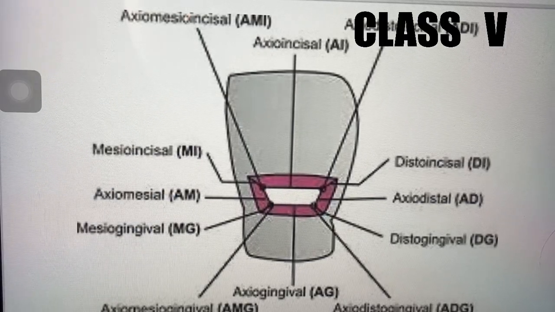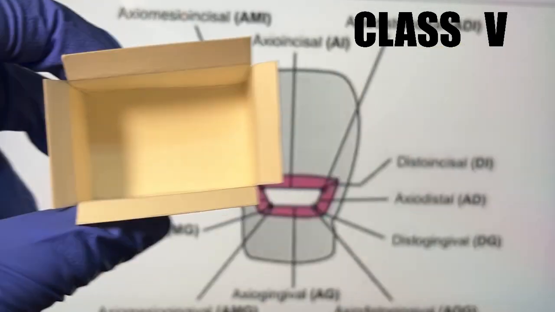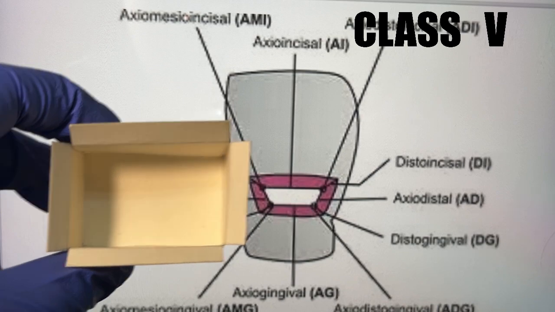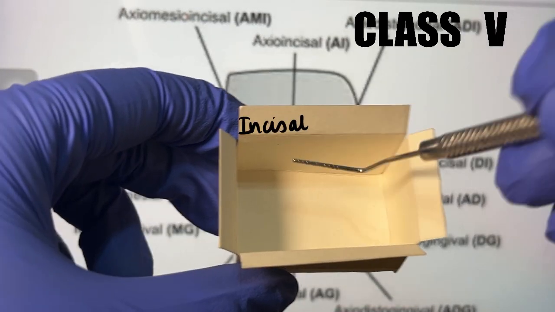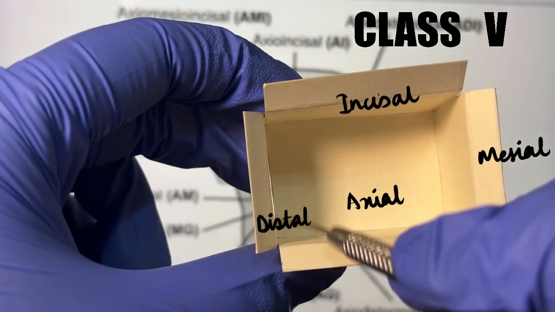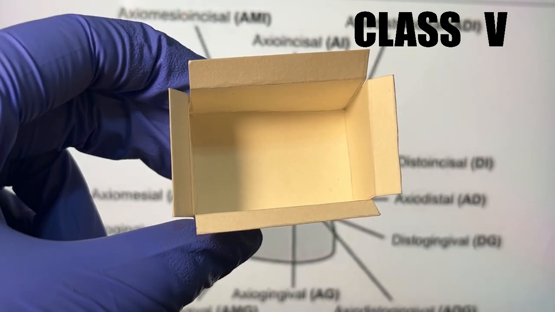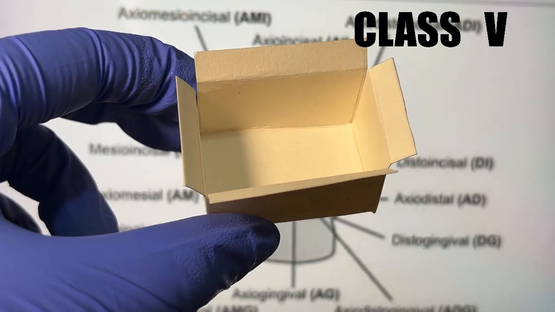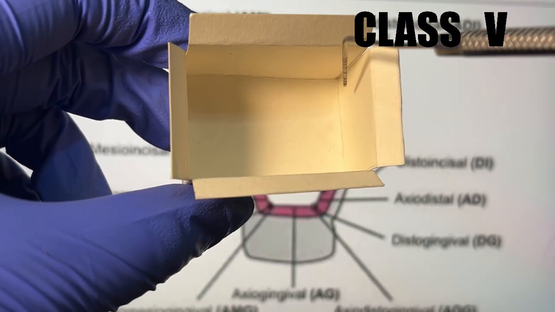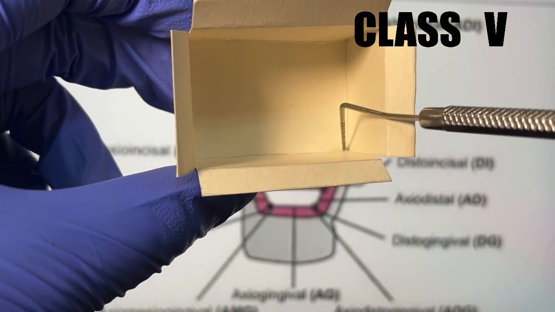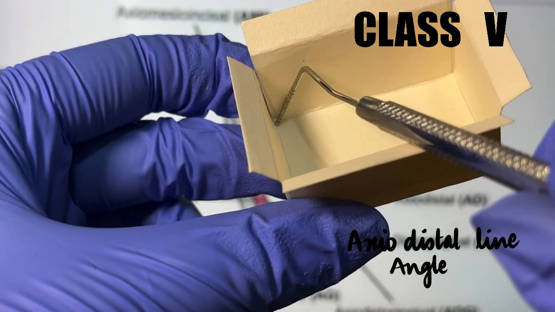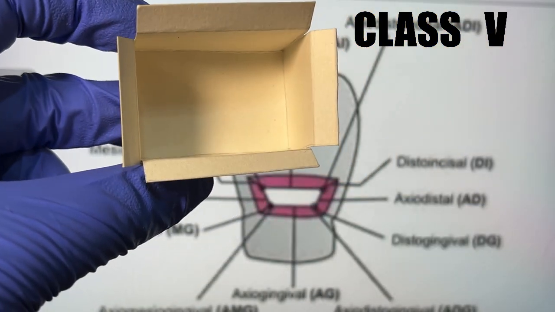Now, if we consider a Class 5 cavity, we have the same number of point and line angles as a Class 1 cavity because the shape is more or less the same, but the walls change. So, this is the incisal wall, this is the axial wall, this is the mesial, the distal, and the gingival wall. So, let's name all the line angles in this Class 5 cavity. This is the axo-incisal line angle, this is the axo-mesial line angle, this is the axo-gingival line angle, and this is the axo-distal line angle.